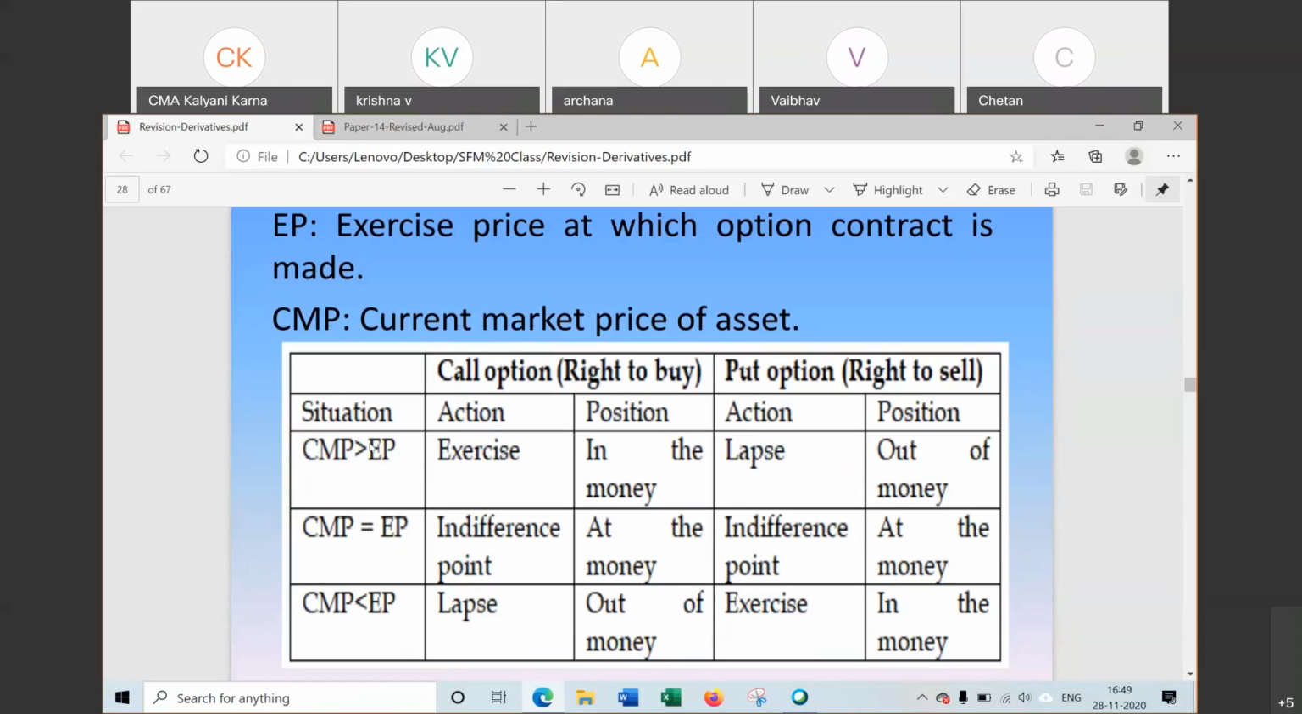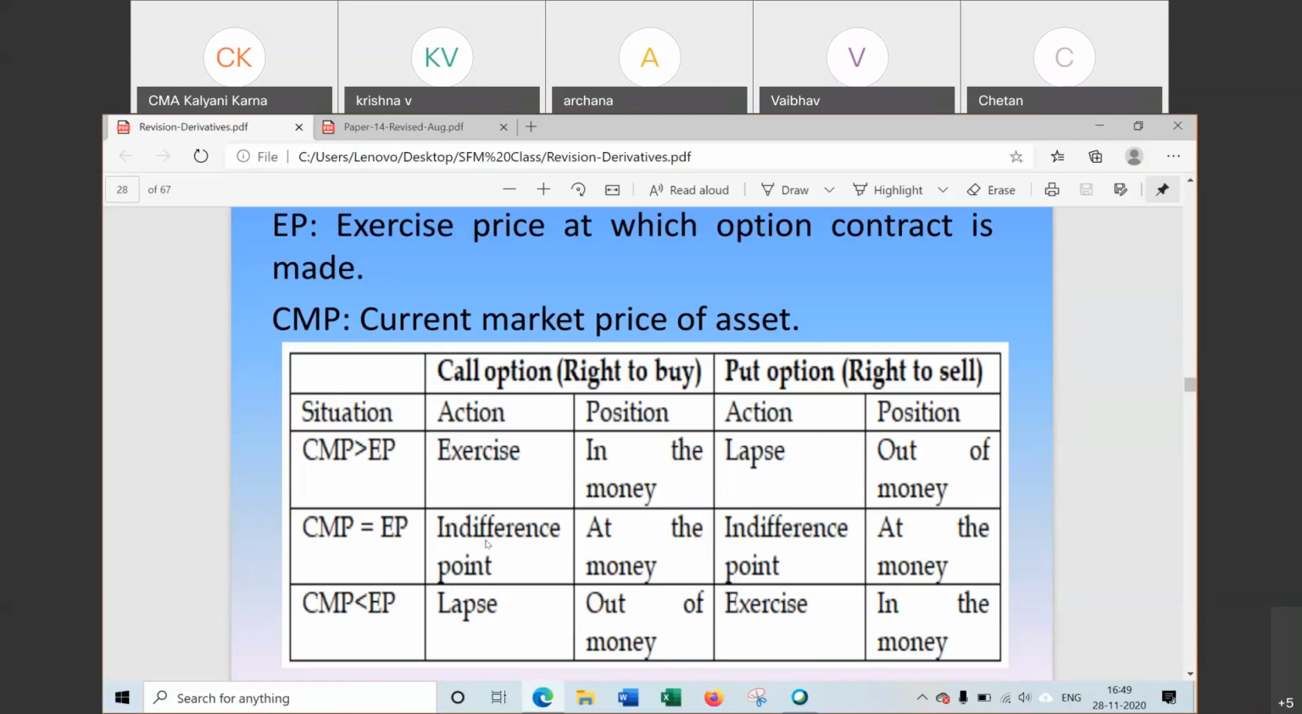करंट मार्केट में महंगा मिल रहा है सामान और कॉल ऑप्शन के थ्रू वो कम पे मिलेगा. Option buyer will exercise this one. Option buyer will buy the asset from the call option contract. So the option contract will be exercised by the option buyer. This is the in the money situation. Opposite will be for the put option.